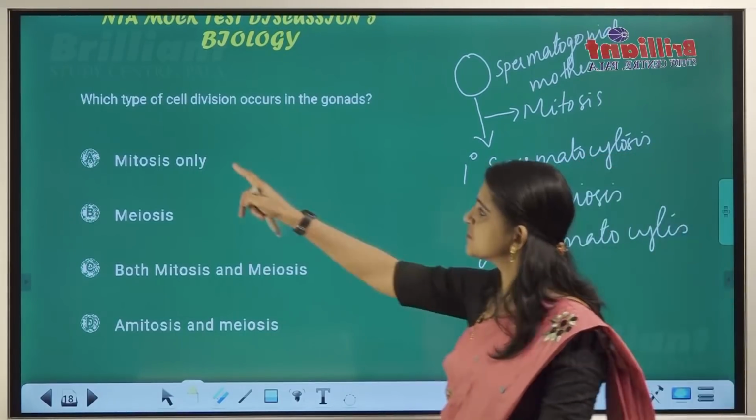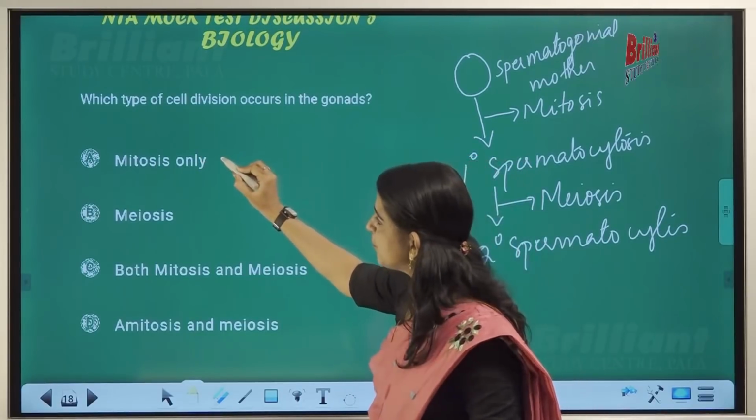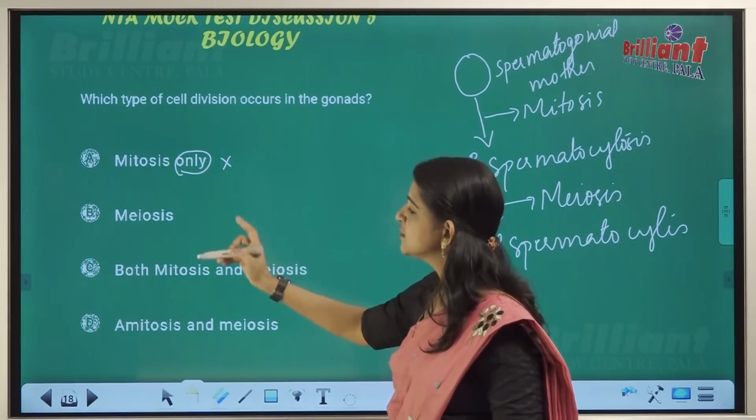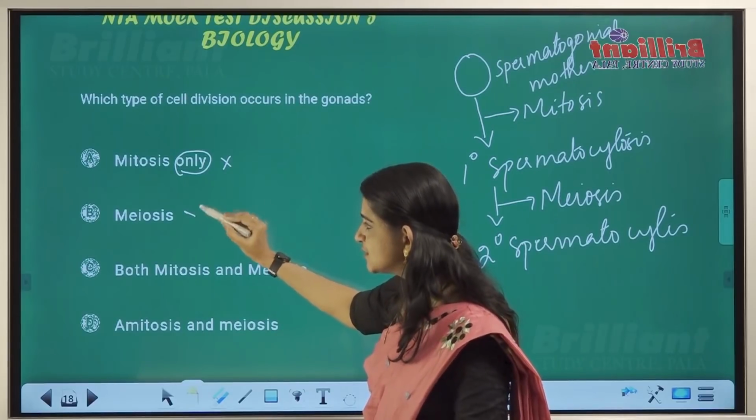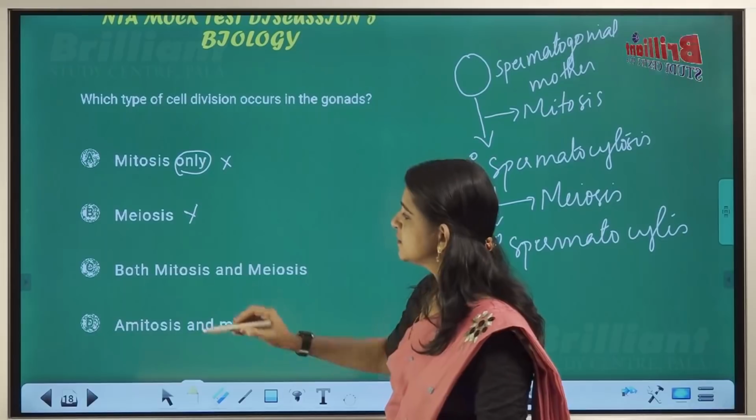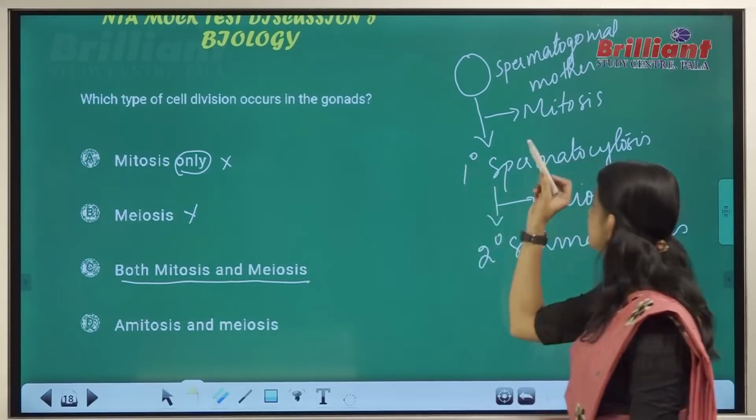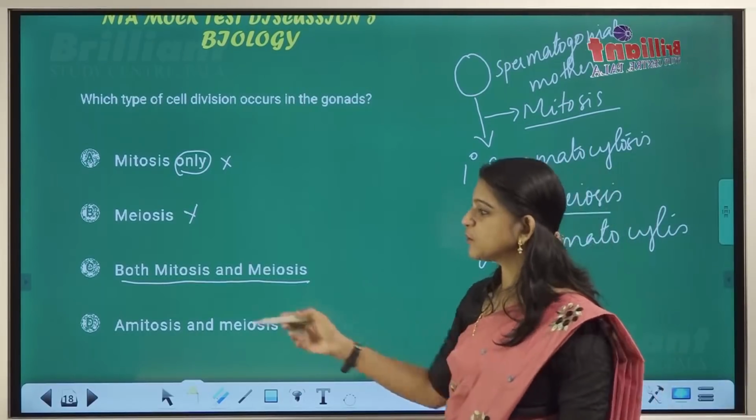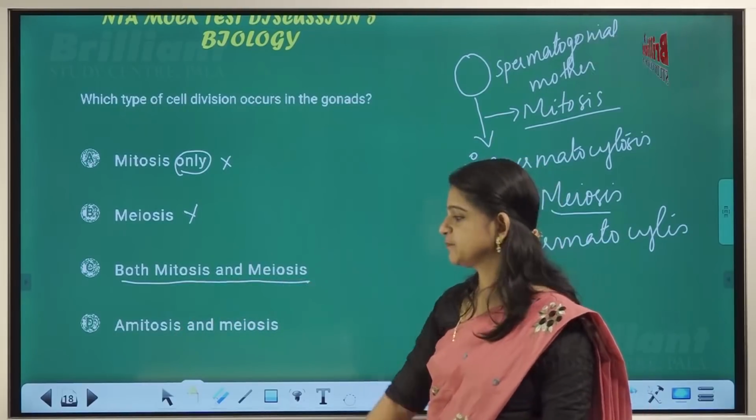So, from the option, which type of cell division occurs in the gonads? First one, mitosis only. As they are giving only, it is not correct. Second one, meiosis. We cannot tell that meiosis only. Next one, both mitosis and meiosis. That is correct. See, here both mitosis and meiosis are taking place. So, from the option we can choose both mitosis and meiosis.